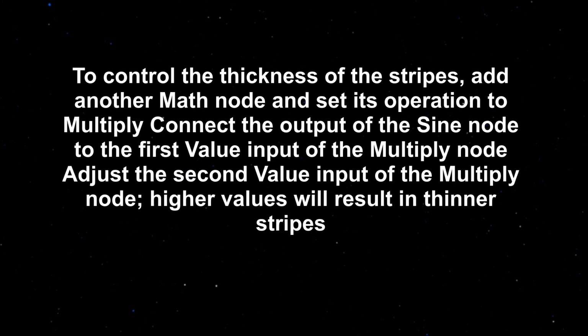To control the thickness of the stripes, add another Math node and set its operation to Multiply. Connect the output of the Sine node to the first Value input of the Multiply node. Adjust the second Value input of the Multiply node. Higher values will result in thinner stripes.